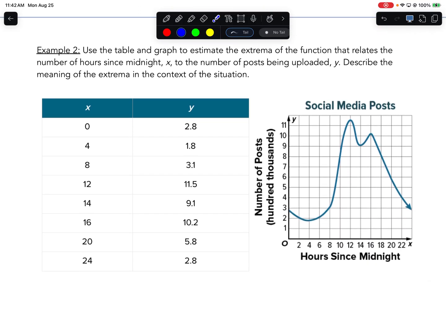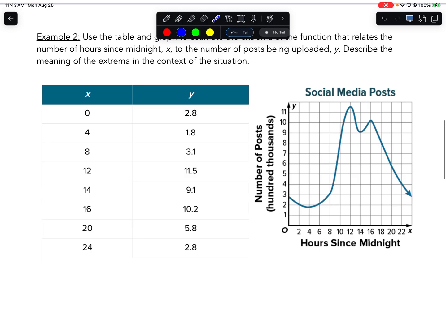Okay, so here's this crazy table of values. We're going to use this table and graph to estimate extrema of the function that relates to the number of hours since midnight, the number of posts being uploaded, and we're going to talk about what the extrema mean in the context of this situation. Okay, so social media posts, good times. So it's the number of hours since midnight. So what time of day are people posting a lot on social media?